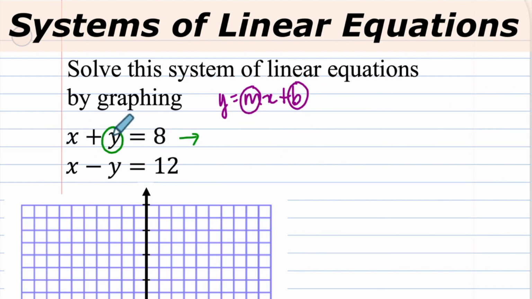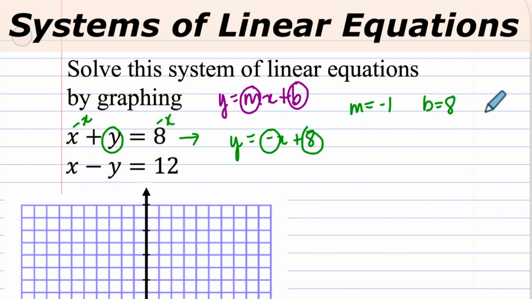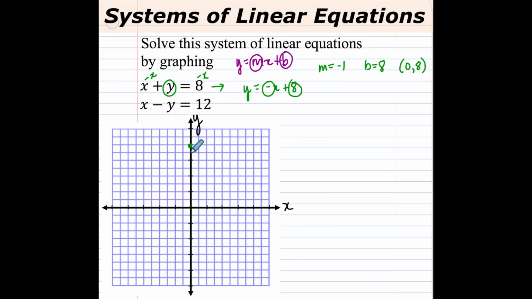To get y by itself, in the first equation, we'll subtract x from both sides and rewrite the equation in a different way. y is equal to negative x plus 8. And from here, we can see that the slope is negative 1 and the y-intercept is 8, or (0, 8). That is right here, the y-intercept. And now the slope is negative 1 over 1. We'll go down 1, right 1. Down 1, right 1. We're forming a negative slope. Of course, we could go up 1, left 1 as well to get the slope.